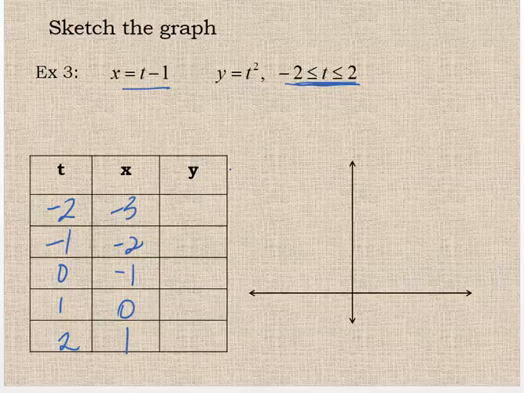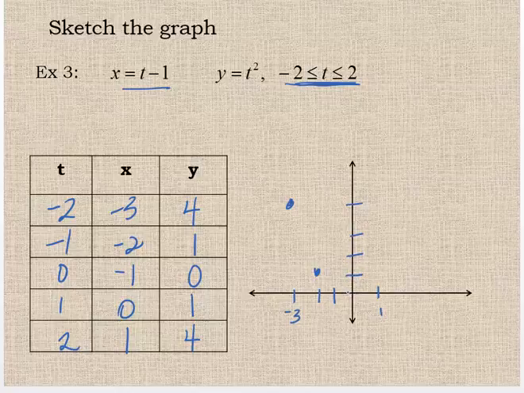Let's do the same thing for y's. -2 squared is +4. -1 squared is 1. 0 squared is 0. 1 squared is 1. 2 squared is 4. So let's graph this. X values go from -3 to +1, and my y values go from 0 to 4. At -3, I'm up at 4. At -2, I'm at 1. At -1, I'm at 0. At 0, I'm back at 1. At +1, I'm back up at 4.